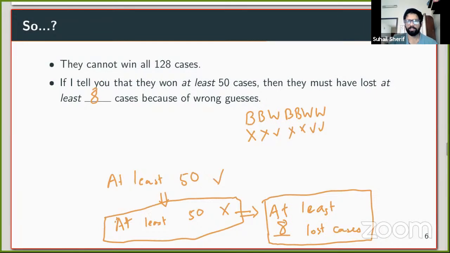So this is the first point where you see that maybe they can do better than half, because they've won 50 cases but lost only 8 cases. That's still a possibility for us, and this is what we want to get to. We want strategies that end up looking like this. In fact, if you've won at least a cases, then you must have lost at least a divided by 7 cases just because of wrong guesses.